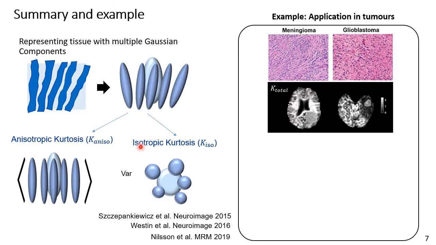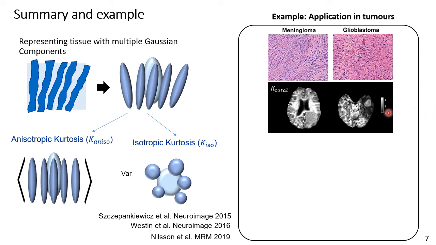Also, to have an intuition of the value of this approach, I'm just showing here an example of the application in tumors. So, for example, if we want to distinguish different types of tumors, such as meningioma and glioblastoma, these in histology have very different characteristics. While the meningioma contains elongated cells that are randomly oriented, in the glioblastoma we have more isotropic cells with different size variances.